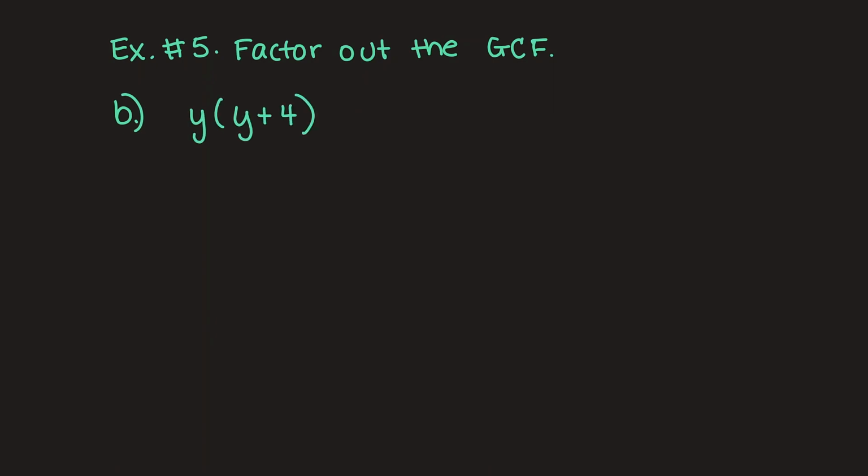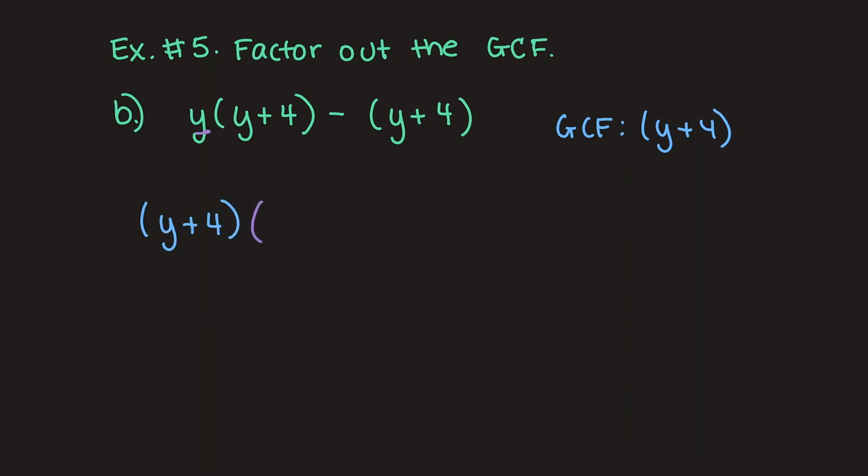And the same thing for the next one. Notice how these two terms have a y plus 4 in common. This will be the GCF. So we factor out the GCF, y plus 4, and write what remains next to it in parentheses. Be careful. There is technically a 1 here, so then y minus 1 remains. And now we have factored out the GCF.